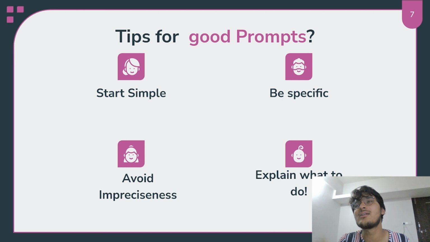Let's suppose you are targeting to get 2 to 3 lines of answer. So don't ask, give me a few lines of answer. Instead, you can say, please give me 2 to 3 lines of answer. The second prompt will be more precise and it will give you the exact answer whatever is desired. Then explain what to do. Always try to focus that you should tell the prompt what to do, not what not to do.